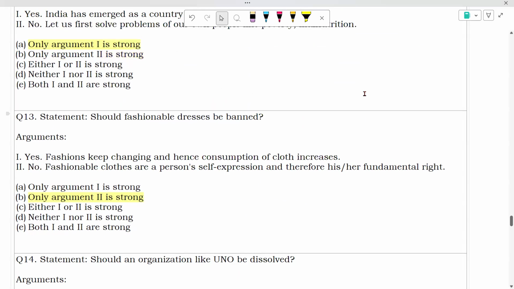So that is why it is a strong argument. Now come to this. Should fashionable dress be banned? If fashionable dress is to be banned, that doesn't seem very logical. If it should not be banned, what logic will you give? A solid one. Why should fashionable clothes not be banned? Because they are a type of expression of a person. The fashionable clothes are a person's self-expression. So that logic has been given, and it is a strong logic.